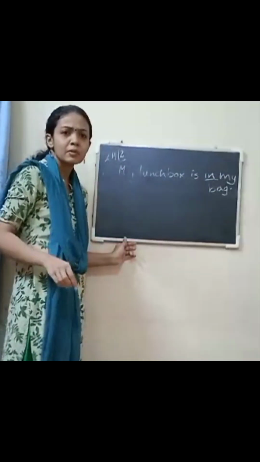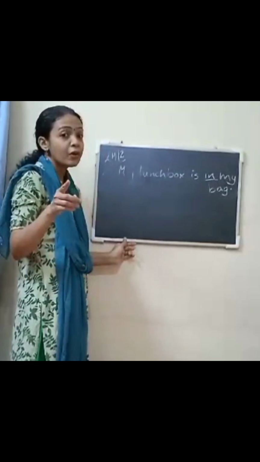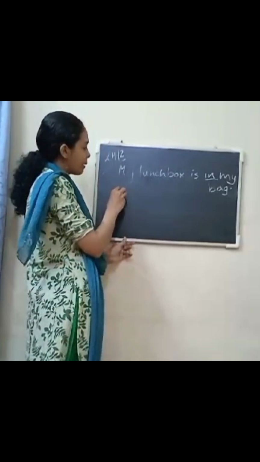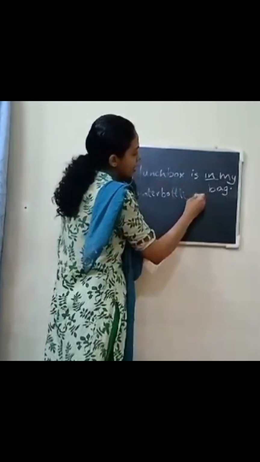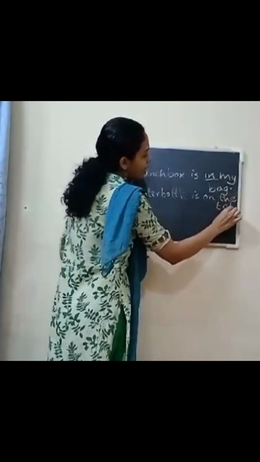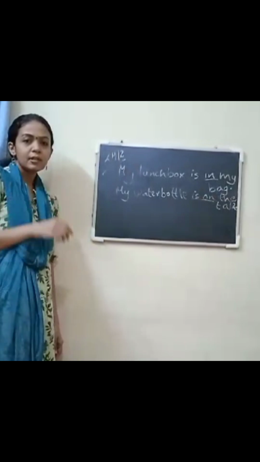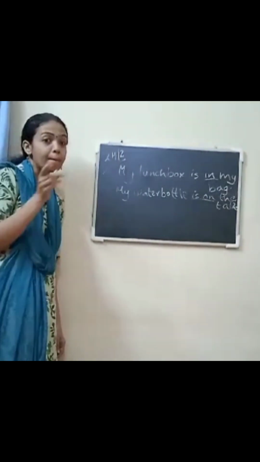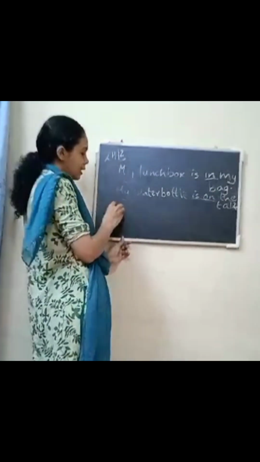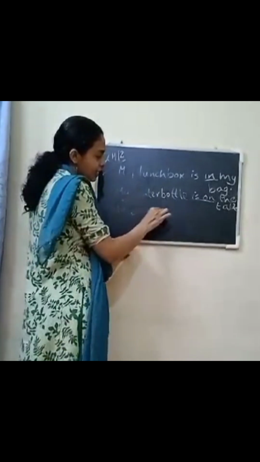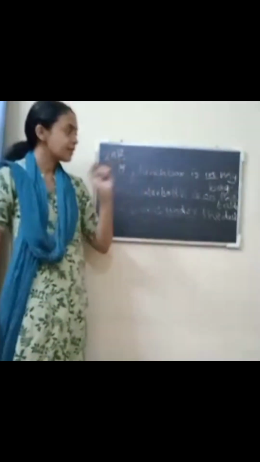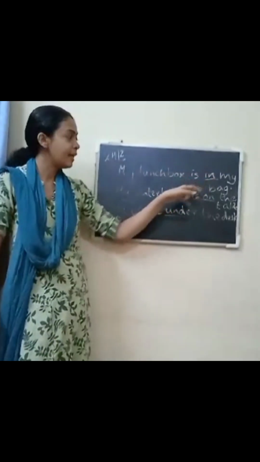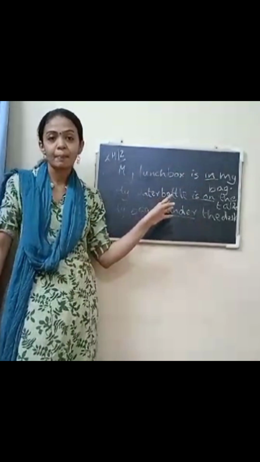What was my second question? Where are your water bottles? And you replied, my water bottle is on the table. What was my third question? Where are your bags? And you replied, my bag is under the desk. So by these three sentences you can see in, on and under used for particular places.